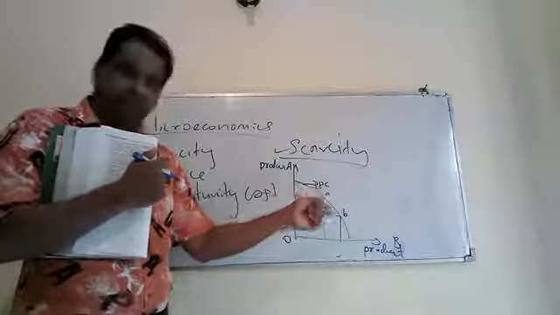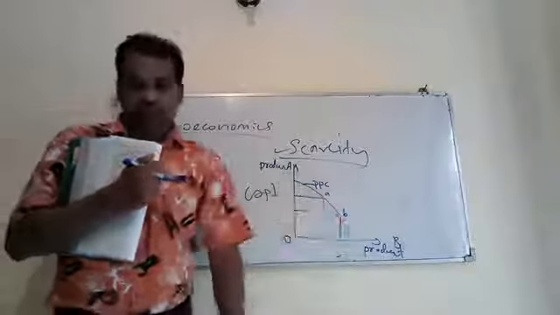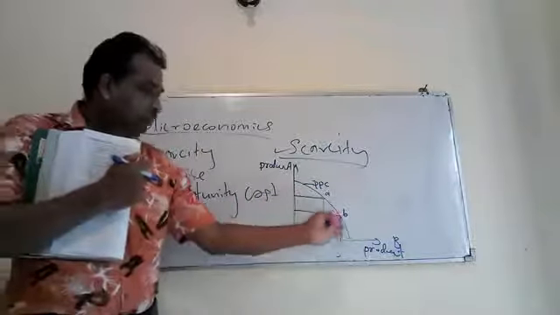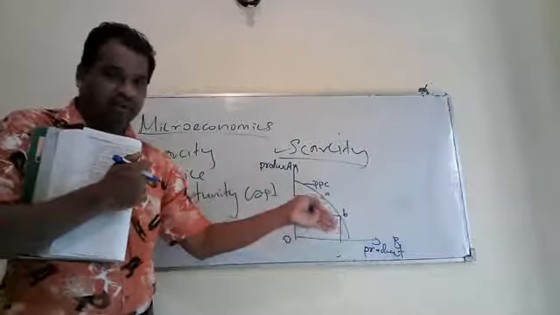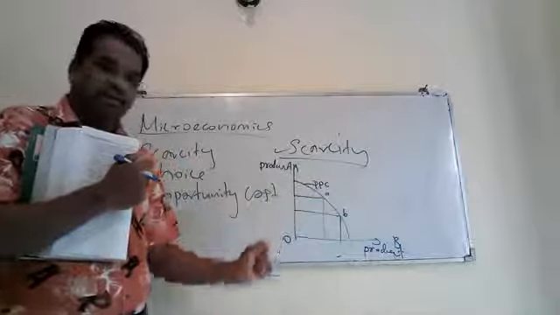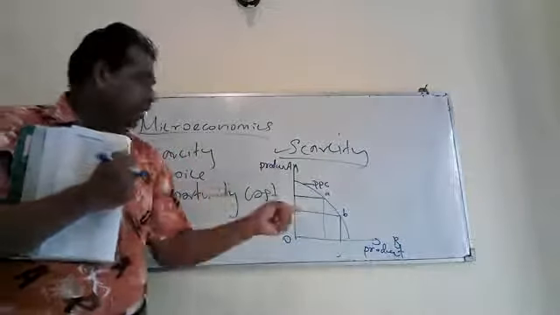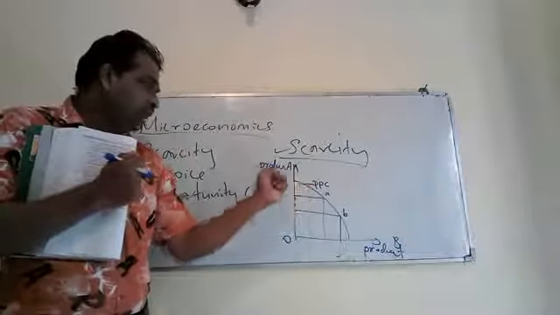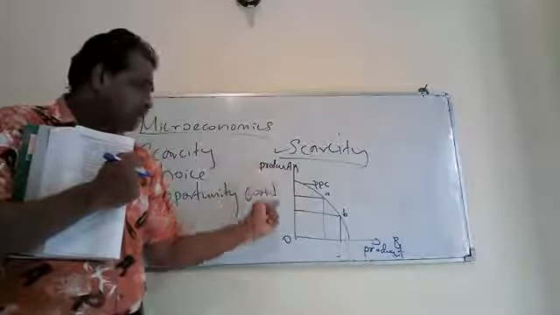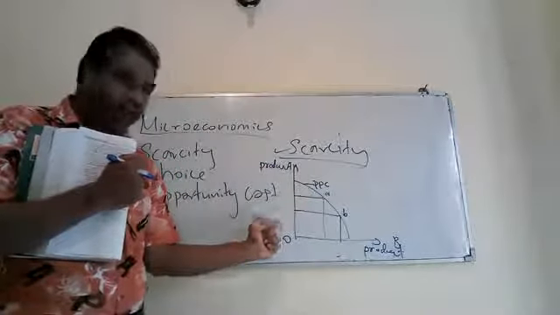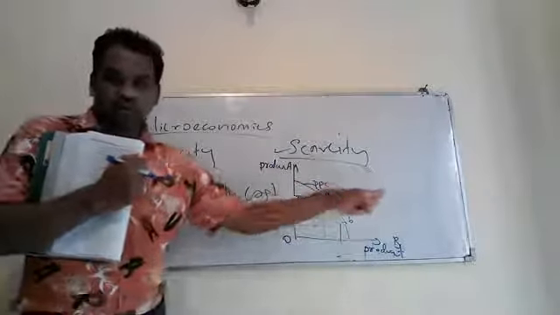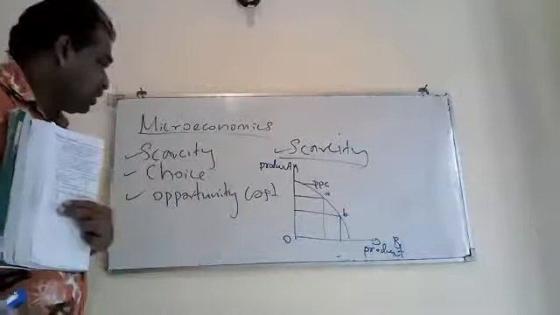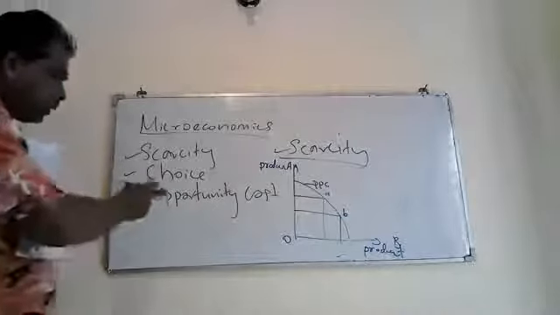That means you have to make a choice among the available combinations or options. When you draw the diagram, you have to name PPC and you have to name this axis, y-axis product, x-axis product, this is the origin, like that. Then you are going on the marks. Right. Then next one, opportunity cost.